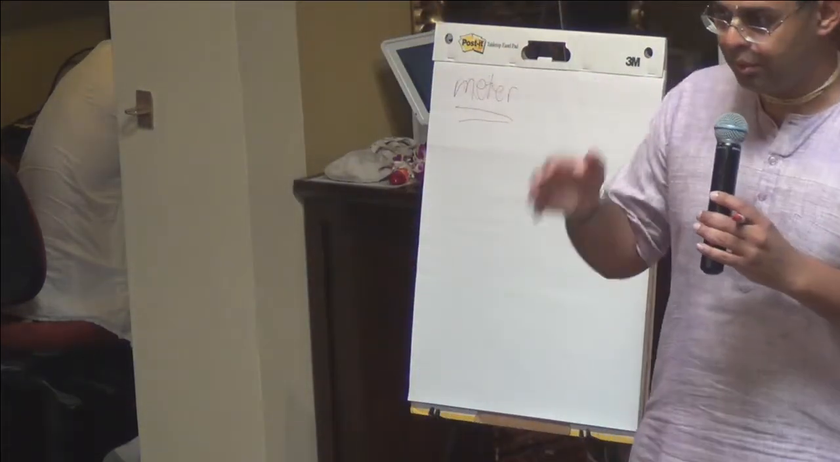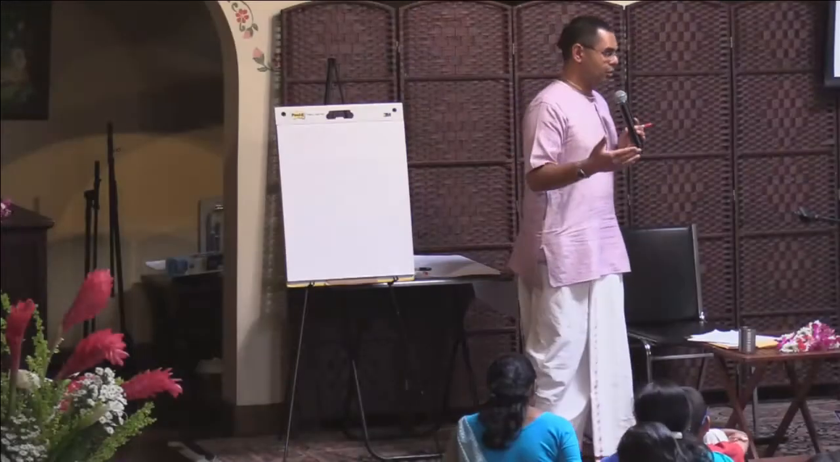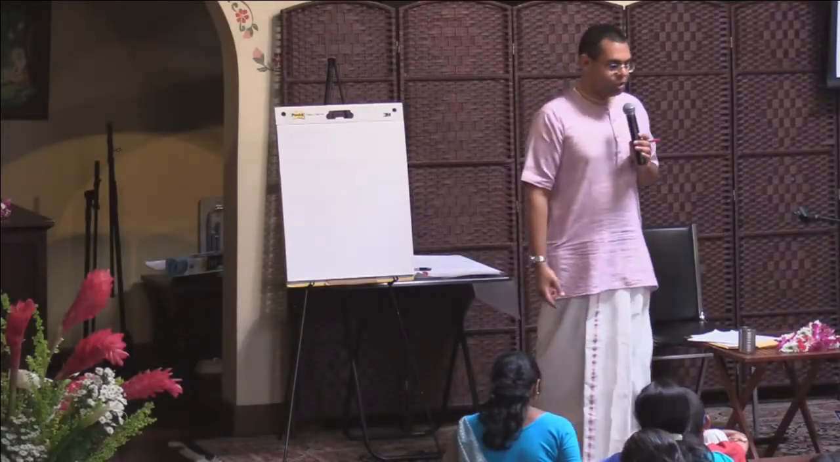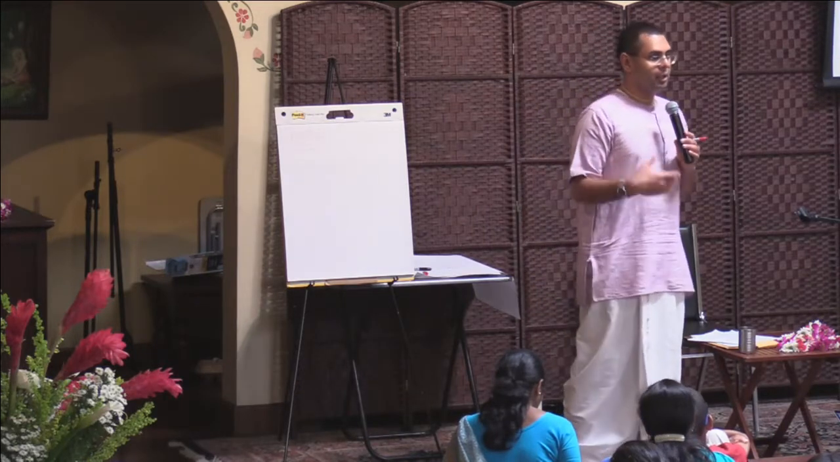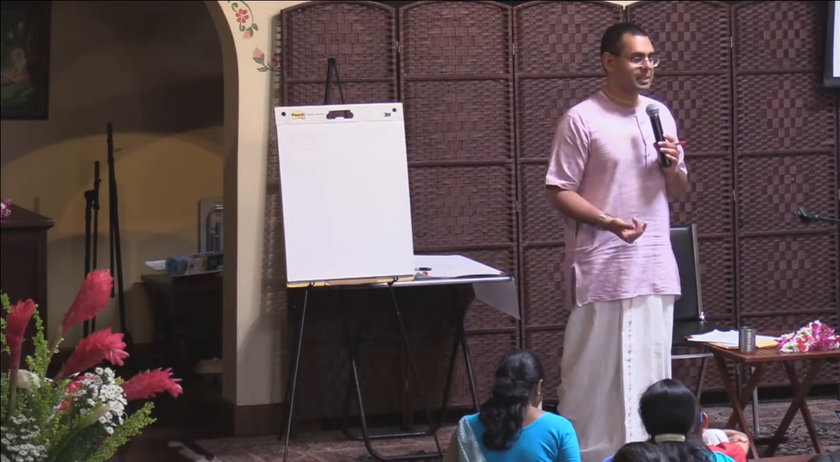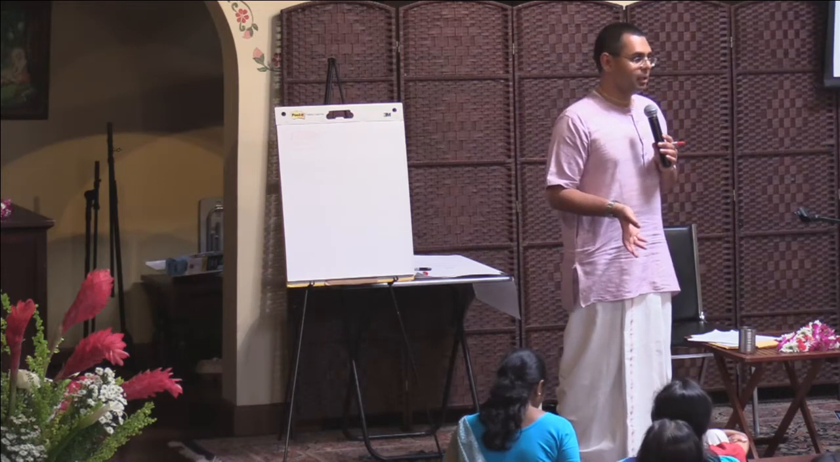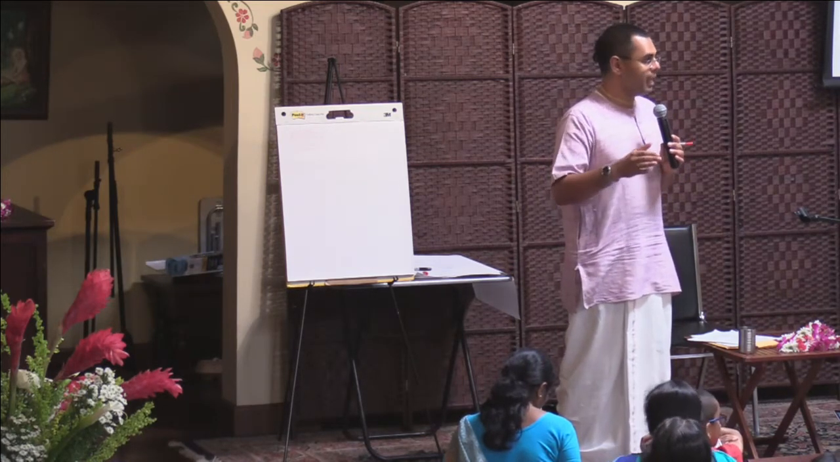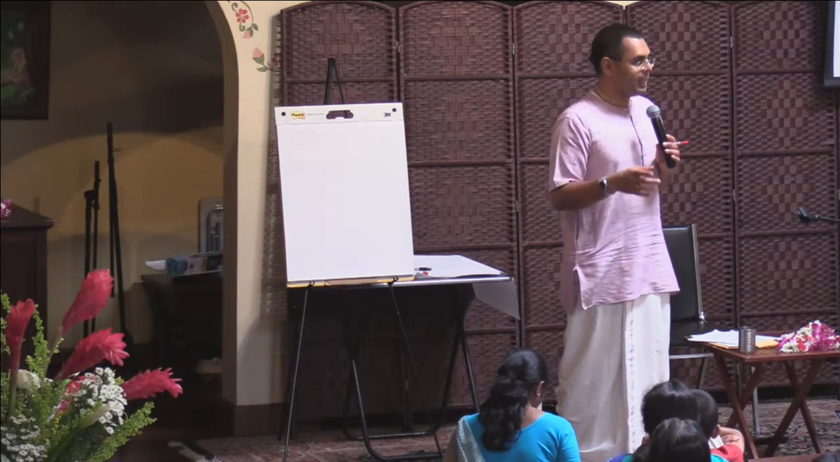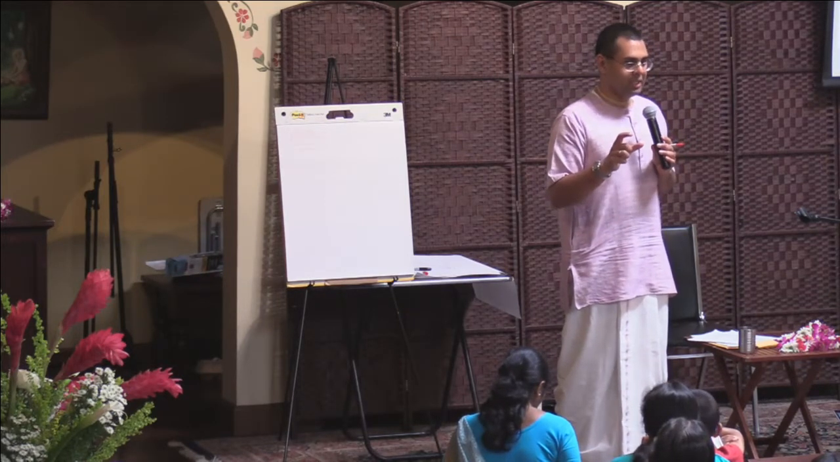Meter refers to a pattern of long and short syllables that create a certain rhythm. So I gave you the example of Hamlet earlier, and a very popular meter from that time was iambic pentameter. And that's: to be or not to be, that is the question.